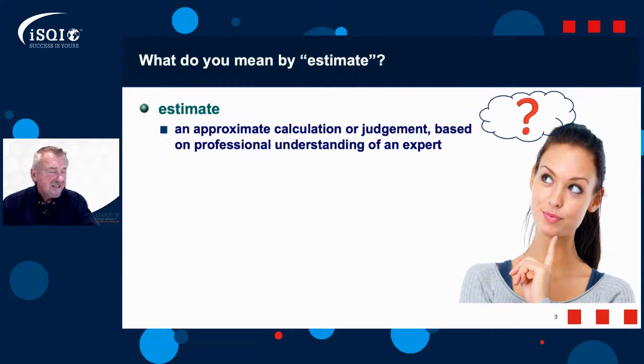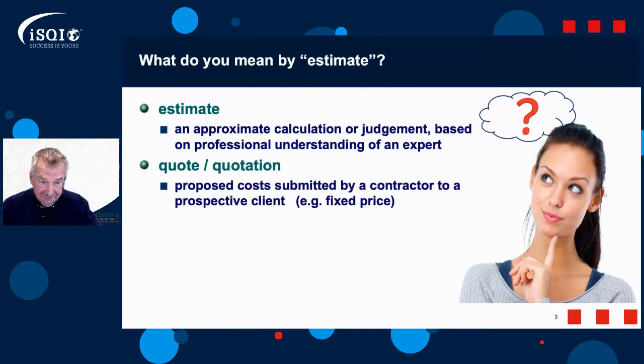Now, when in our projects and when in our sprint teams in the agile world, managers come to us and say, give me a rough idea of how long this is going to take. Give me an estimate. What they're really after is a quote. Now a quote is very different, and we'll have a look at these terms a little bit in a moment. But a quote is a proposed cost submitted by a contractor. It's fixed price. This is what it's going to cost you regardless.